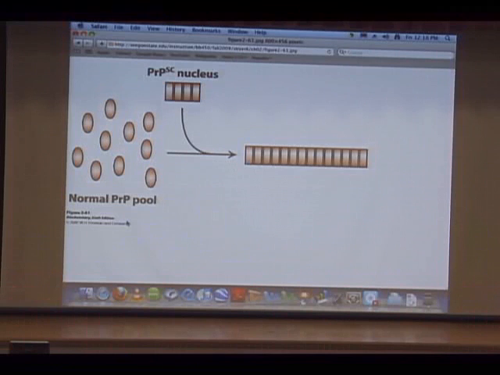I don't have an answer for that question. Clearly, this guy is pretty resistant to enzymatic attack. So it's an extraordinarily stable protein. I don't have an answer for why it's not attacked by proteases. Yes, Laurie.